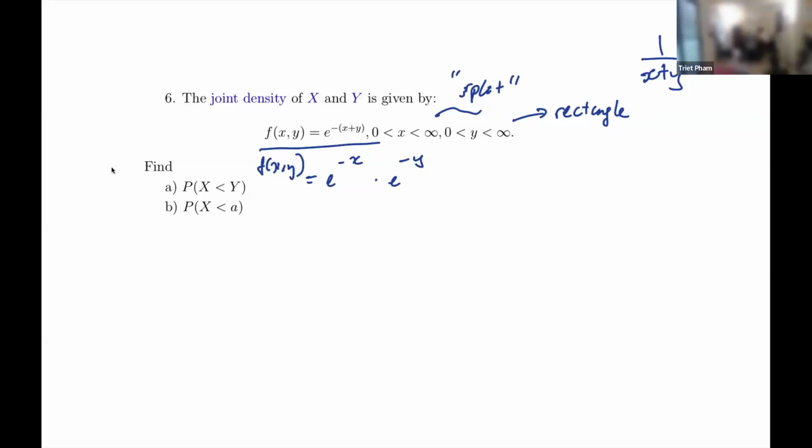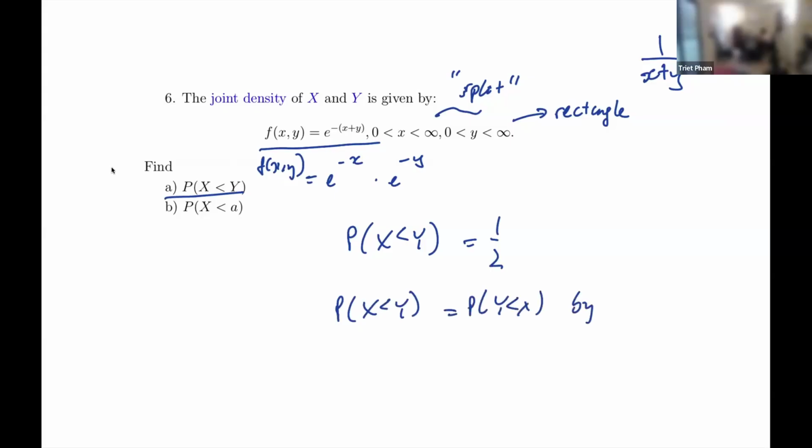And now, coupled with the symmetry, which is valid too, that would make the conclusion about this as what? As one half. How so? Because by symmetry, P(X less than Y) is equal to P(Y less than X). And of course, the sum of these two is 1.